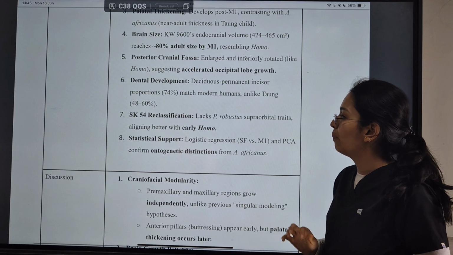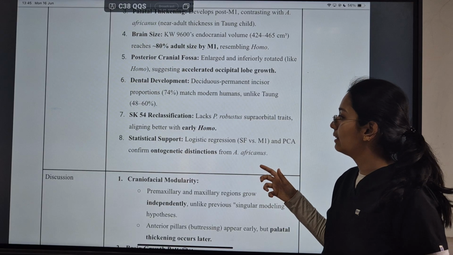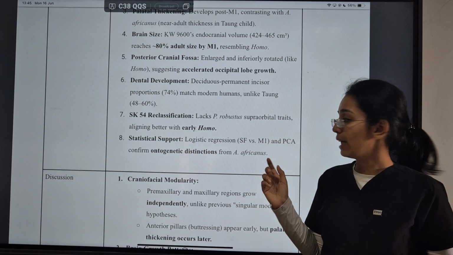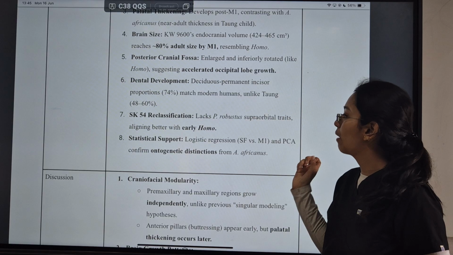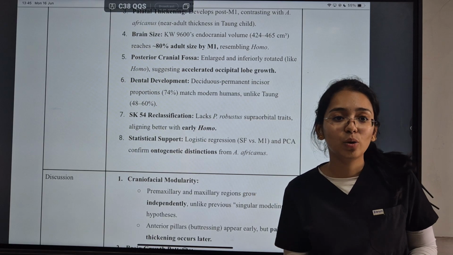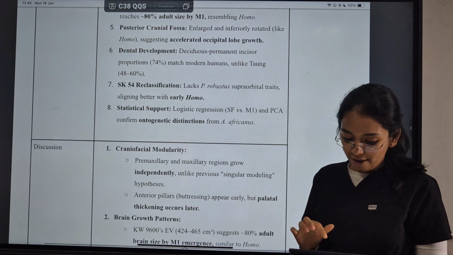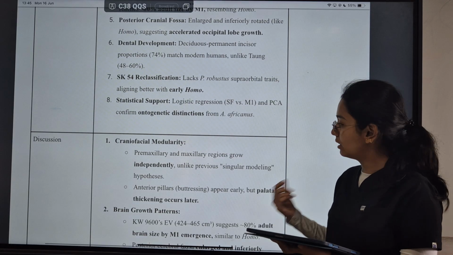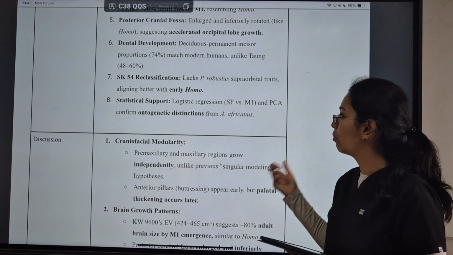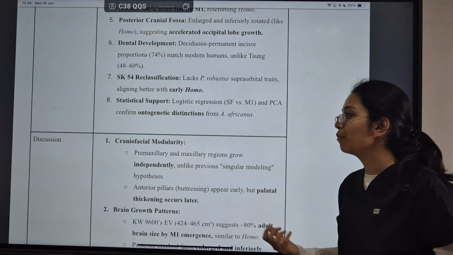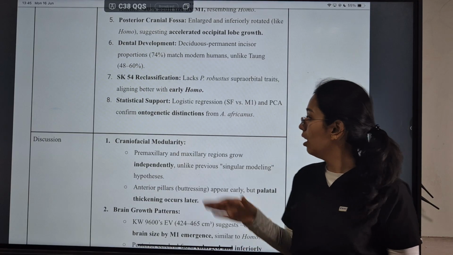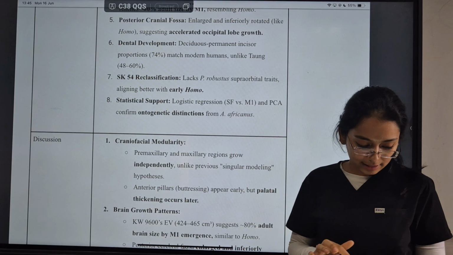And then the P. robustus species, when reclassified with SK54 using the supraorbital traits, aligned better with that of the Homo species. And then using the statistical support, logistic regression between the models and PCA analysis, it confirmed ontogenetic distinction from species of Africanus.